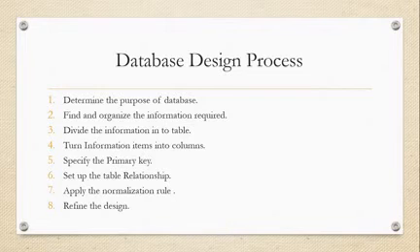Okay, so the third point, divide that. Once we gather the information, we organize that information, divide the information into tables. That means what? We find the purpose to design the database. Second, we gather the information. Afterward, we organize that information. Third, we divide that gathered or organized information into tables. That means we need to think how many tables we require. So according to that we need to create the database.